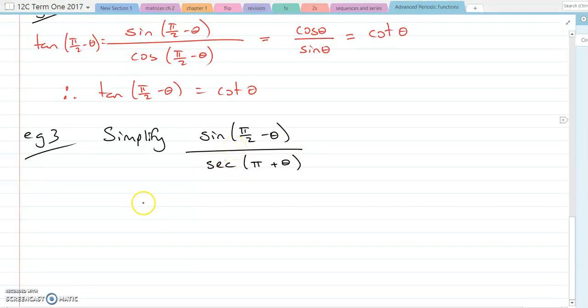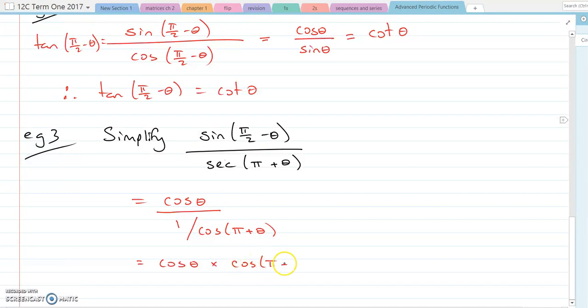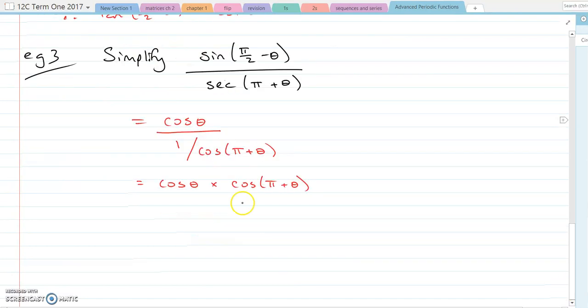But the first thing, of course, the top part, that's the identity. Pi over 2 means it has to change to cos. So that's cos theta divided by secant is 1 divided by cos of pi plus theta. Alright, so far what I've got is cos theta times, so when I'm divided by 1 over, it's basically going to put this on the top.